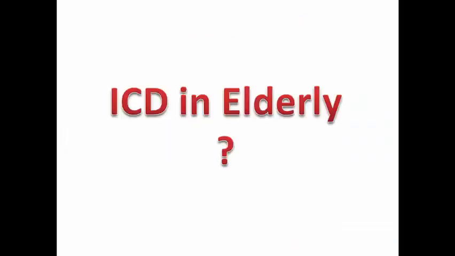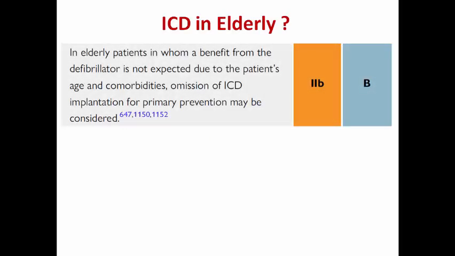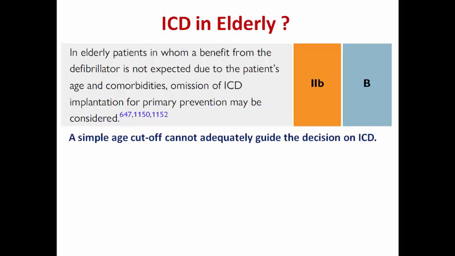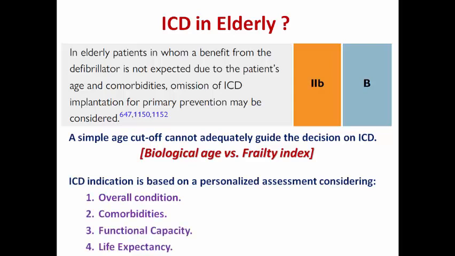And the last situation to be discussed today is the ICD in elderly. The problem is that in those patients sometimes the benefit from ICD is not expected due to the age and comorbidities. In this case, there is a class 2B for omission of ICD for primary prevention, but after careful clinical assessment. Here we cannot use a simple age cutoff, but we should have a careful assessment of biological age versus frailty index, so we should consider the overall condition, comorbidities, functional capacity, and life expectancy to decide whether this patient will benefit from ICD or not.